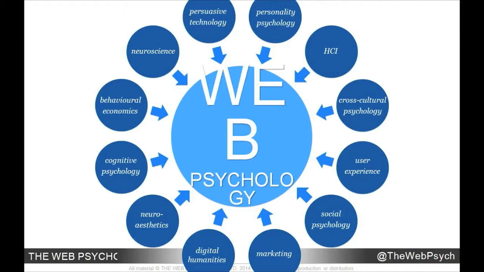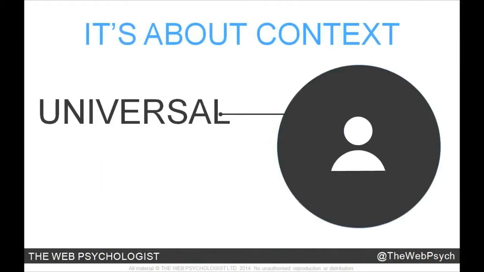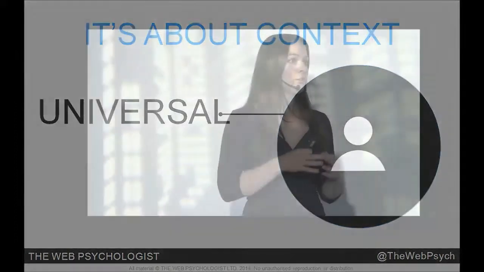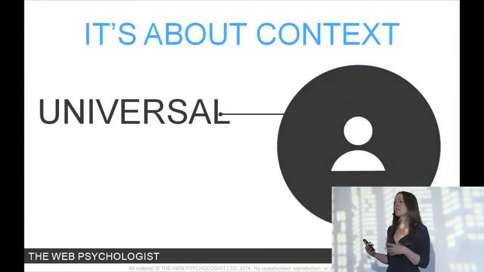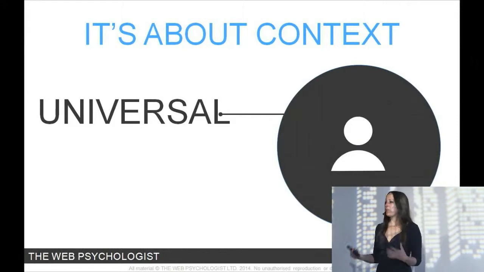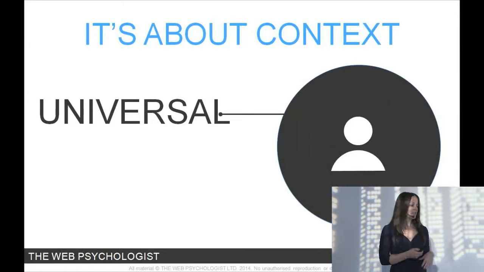Ultimately, engaging people online and using web psychology to do that works because it looks at three different levels of psychological context for the people that you are trying to reach. The first is universal. We heard from Robin earlier today about the sense of wanting to belong, social validation. That's true of anyone, whatever gender, age, ethnicity, etc.